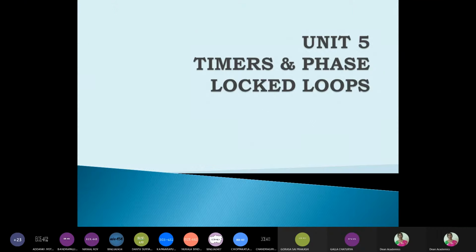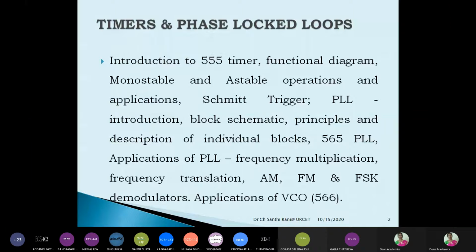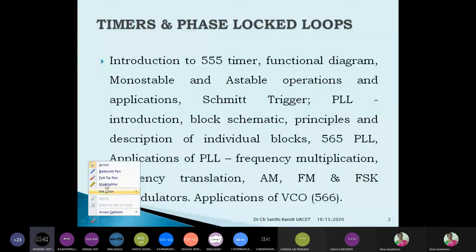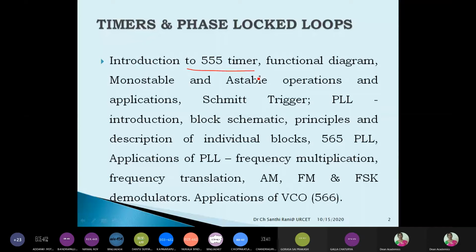In Unit 5, if we observe, the first topic is introduction to the 555 timer. Then the functional diagram of the 555 timer and monostable and astable operations. So what is this 555 timer? Why are we learning this in this unit?